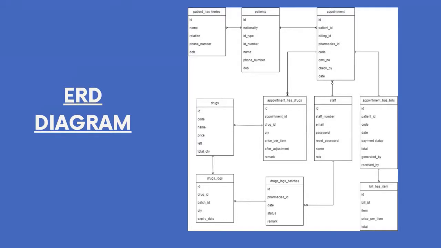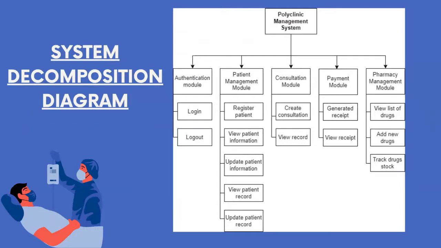This is the ER diagram. So there are about 10 tables for our database, which are patient, appointment, staff, bill, drug. As you can see, the patient has appointment, appointment has drug, and appointment has bill, which is related to the bill. The appointment has drug is related to the drugs, and the drugs relate to the drug logs and the drug logs batches. And next, we'll continue by Muhammad Azly.